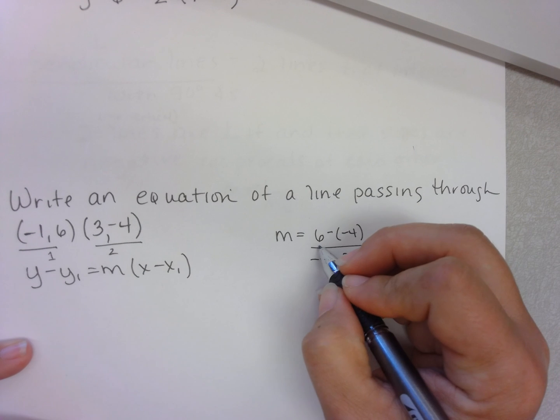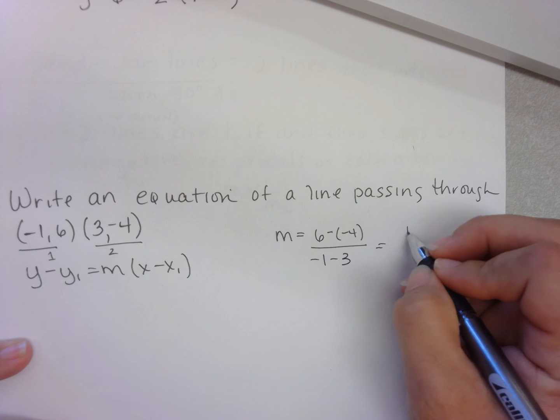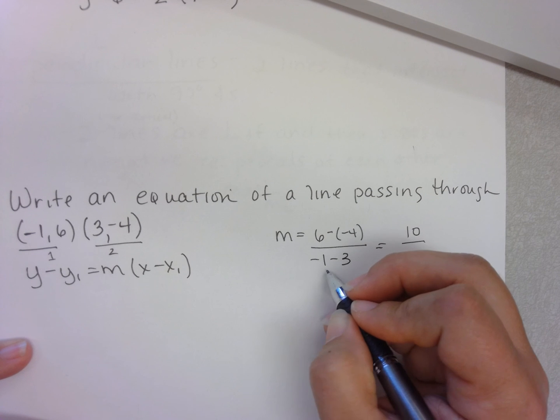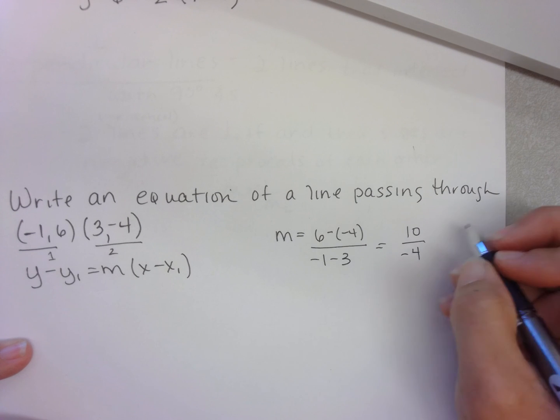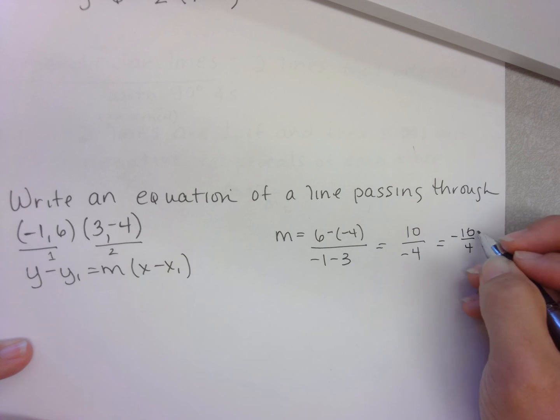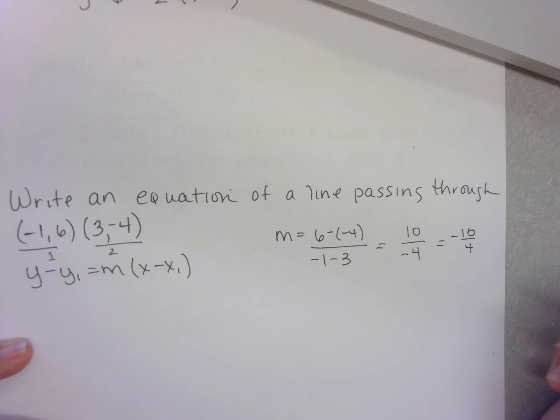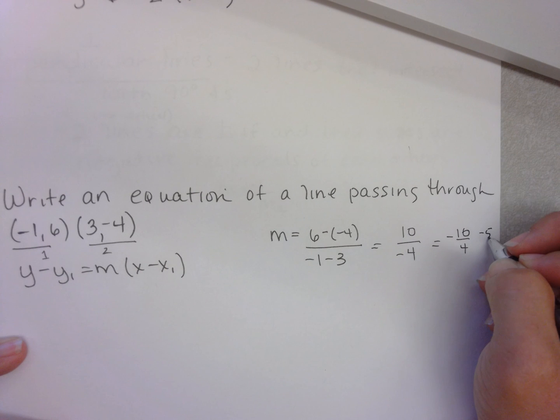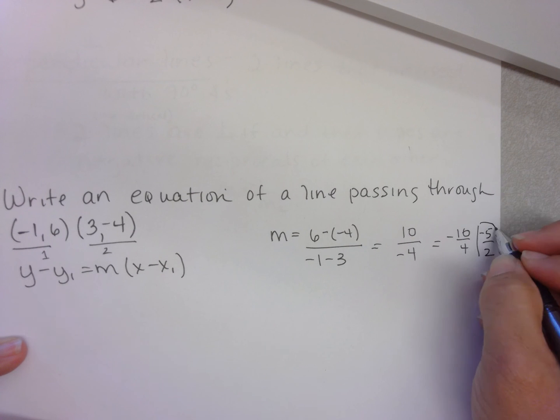All right, so on top I really have 6 plus 4, which is 10, and then I have -1 minus 3, which is -4. So I can simplify this to -10 fourths, or because these are both even, if I divide the top and bottom by 2, I get -5 over 2. So this is my slope.